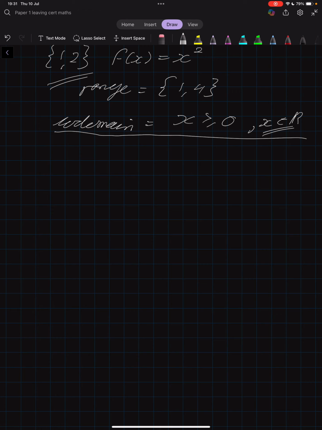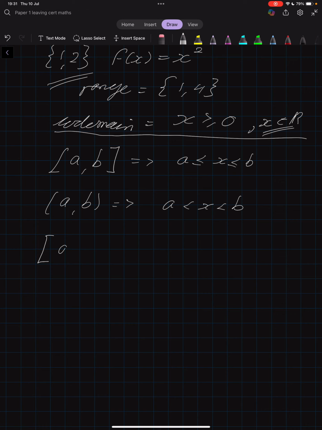So again, I'll just go through different intervals. So an interval a to b, written like this with square brackets, this means that x is greater than or equal to a and less than or equal to b. If you have round brackets, this means that x cannot be equal to a or b. And then let's say I have one square bracket and one round bracket, like this. This means that x can be a, but it cannot be b.